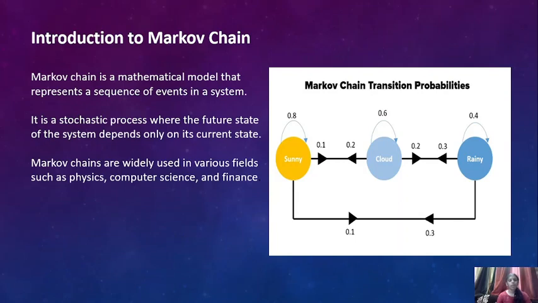Introduction to Markov chain. Markov chain is a mathematical model that represents a sequence of events in a system. It is a stochastic process where the future state of the system depends only on its current state. Markov chains are widely used in various fields such as physics, computer science, and finance. Here is the image that shows Markov chain transition probabilities.